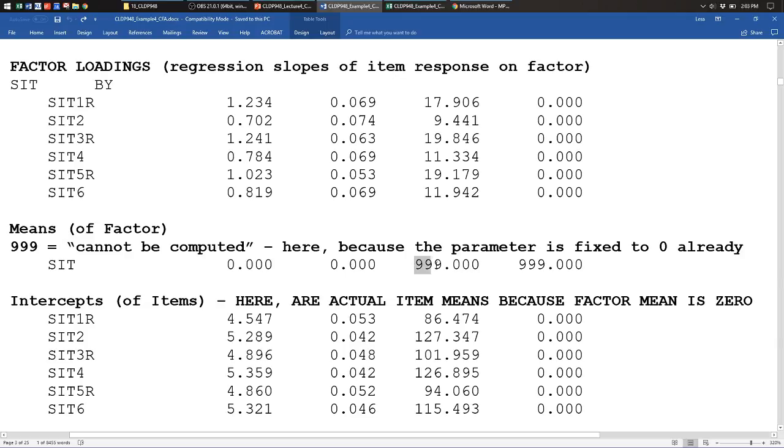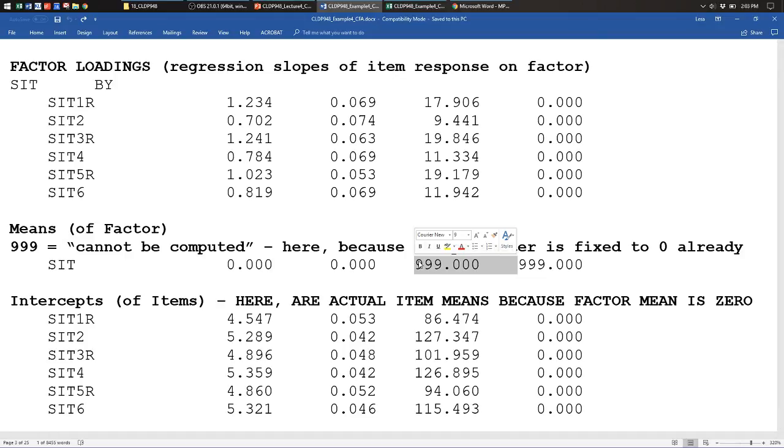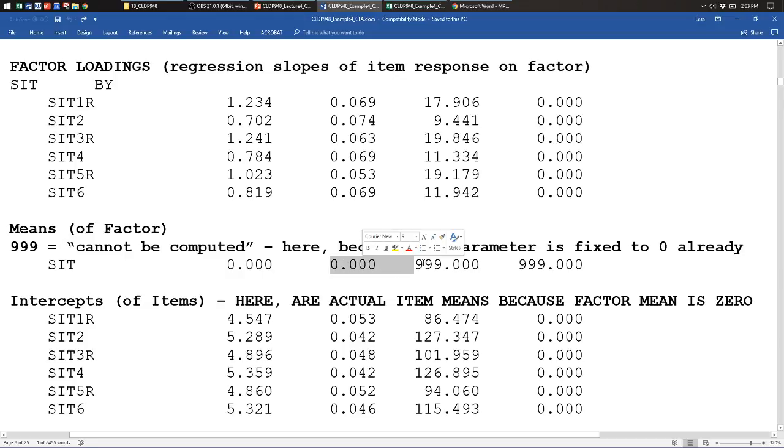You're going to see in some of your output this 999. That is not a Z-value of 999. That is a, hey, you asked me to fix this, remember? It doesn't know what to say, so it just picked 999. So we fixed the mean of our situation factor to 0. That's why it doesn't have a standard error and it doesn't have a test for it, because that is a fixed, nailed-down thing.